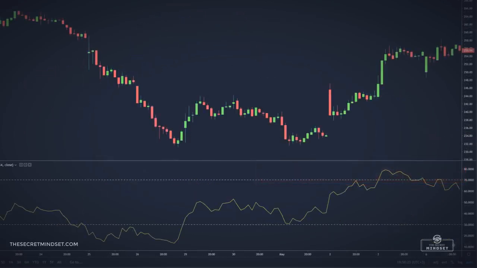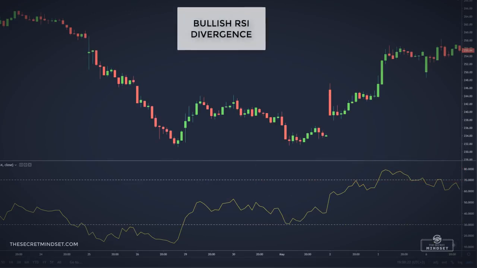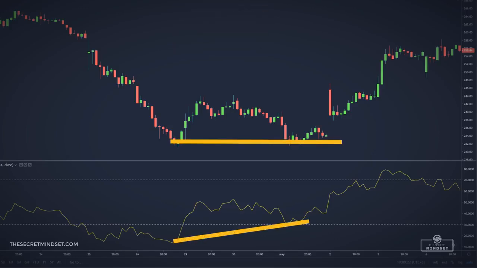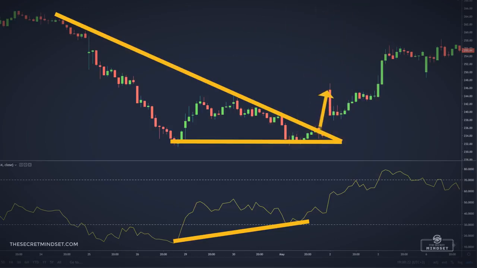And here is a bullish RSI divergence. Here we have a double bottom and the RSI making higher lows. Once the price broke the upward trend line, the market opened with a gap up and pushed the price upward.